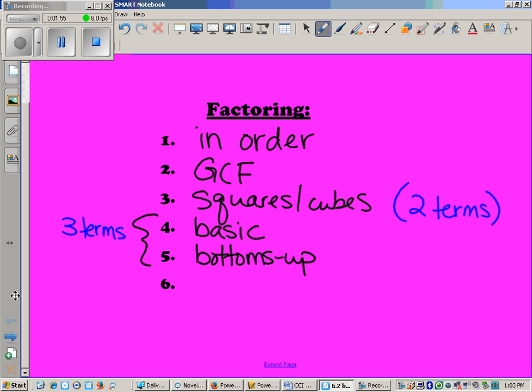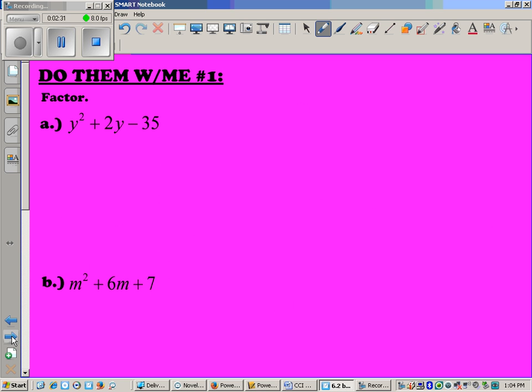We talked the other day too about what to do if you have 4 terms, or more than 3 anyway. If you have 4 terms in your problem and I'm asking you to factor, you have to use what method? Grouping, right? Okay, so in order, GCF, squares and cubes, which we haven't talked about yet, but we will. If there are 3 terms, you're either going to basic factor or bottoms up. And if there are more than 3 terms, let's say there's 4 terms, then you're going to try to factor by grouping. Make sure that you know these 6 steps. Anytime you ask me what you're supposed to do, I'm going to ask you to walk through these 6 steps because you should be able to follow factoring by looking at these 6 steps. Okay? Let's do some problems.